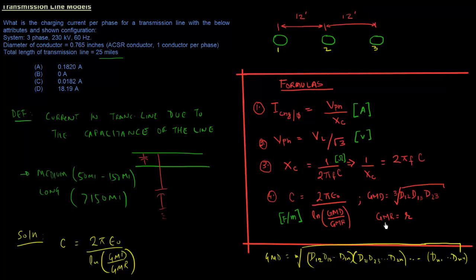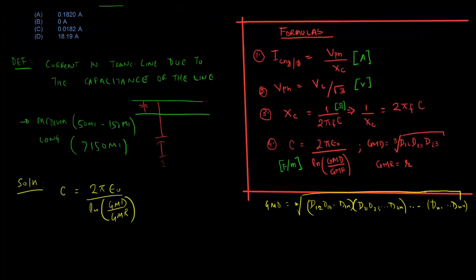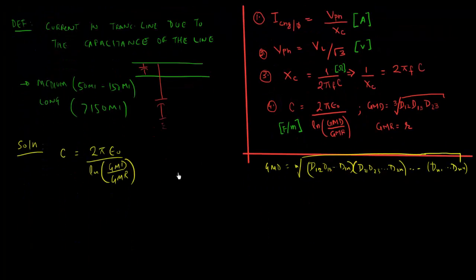of 3. GMR, in this case, there's only one conductor per phase. It's not a scenario where you have bundled conductors which have a separate set of formulas. So in this case, the GMR is just going to be equal to the radius here. So let's write that down. So GMR is going to be the radius.